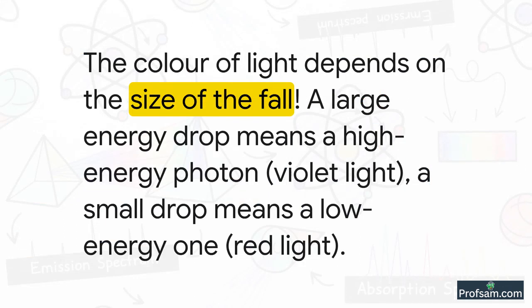So, the next obvious question is, what color will this light be? Well, that's also very simple. It all depends on the size of the fall. If an electron makes a very big jump down from a high level to a much lower one, it releases a high-energy photon. We see that as blue or violet light. But if it makes just a small jump down between two levels that are close together, it releases a low-energy photon, which we see as red or orange light. So, the energy gap directly decides the color.